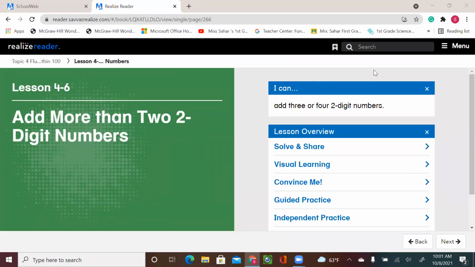Hello, second graders. Welcome to a new math lesson. We are in topic 4, lesson 6, add more than 2 two-digit numbers. In this lesson, we've been learning lots of new strategies and ways of adding two-digit numbers. We learned about piling the tens together or mental math, breaking apart, try to make 10 to make it easy for you to add. Now we're gonna learn and work with how to add more than 2 two-digit numbers.